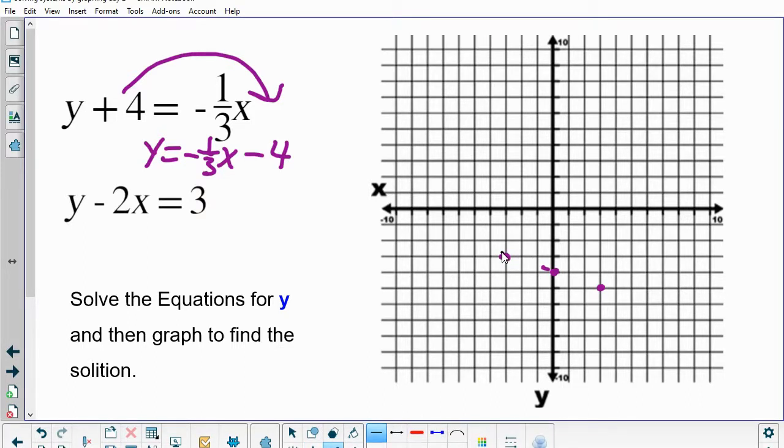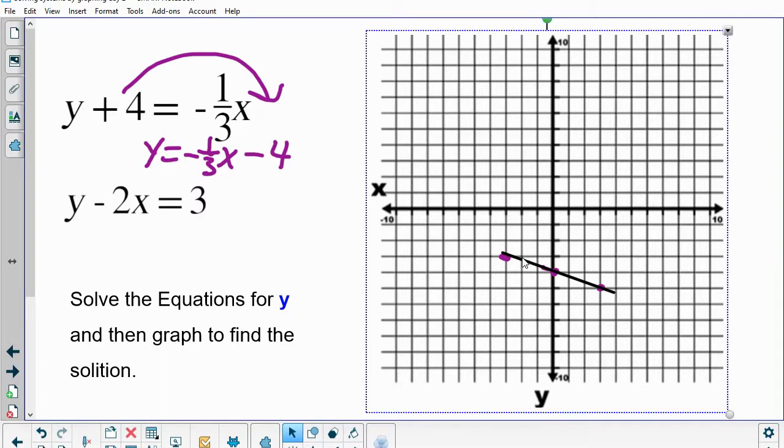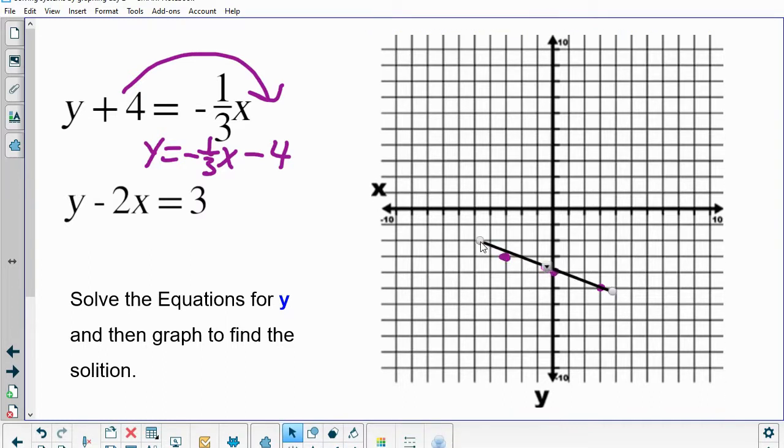I'll grab a line tool here, and it'll make it easier to draw a nice straight line. In fact, we better extend that out just a little bit. So if we extend it out a little bit in both directions, then if the intersection happens to be out there a ways, we won't miss it.